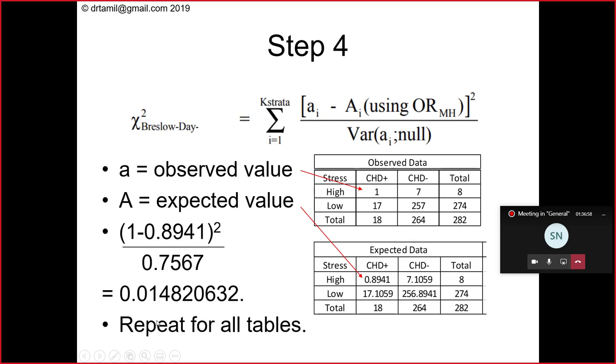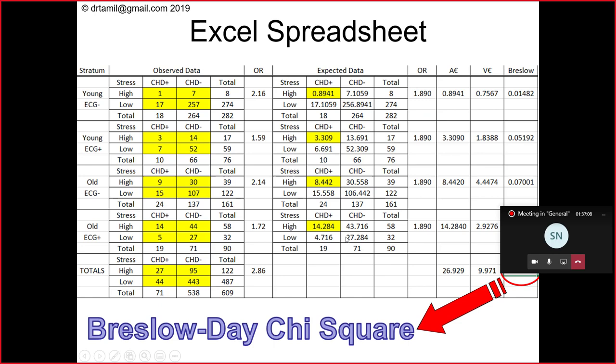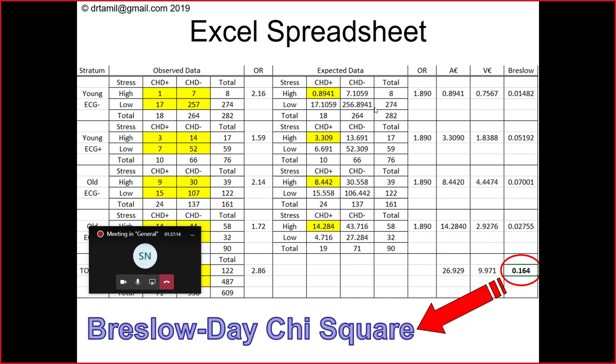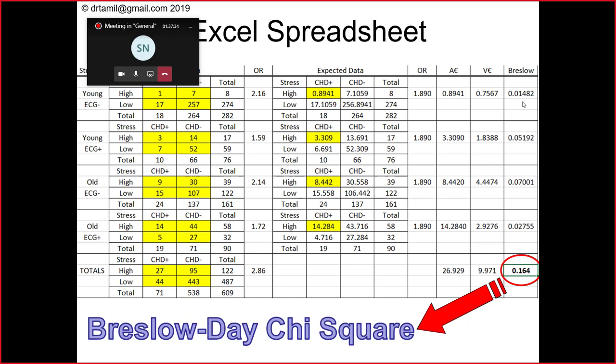And we have to do this for all the four tables. We got four tables because you got four strata. You do it for all the four tables. Remember, we're just doing this for the A, okay? So for the first one, we got 0.01482. Then we do the next table, you got 0.05192. Next table, 0.07001. Then 0.02755. Finally, we got the Breslow-Day chi-square.